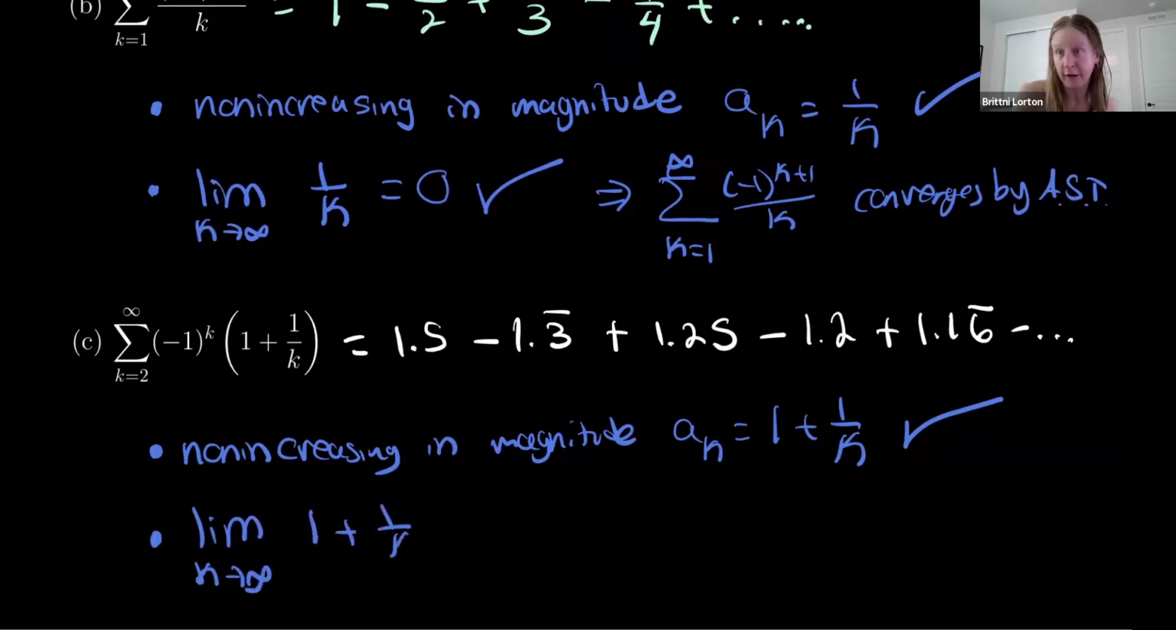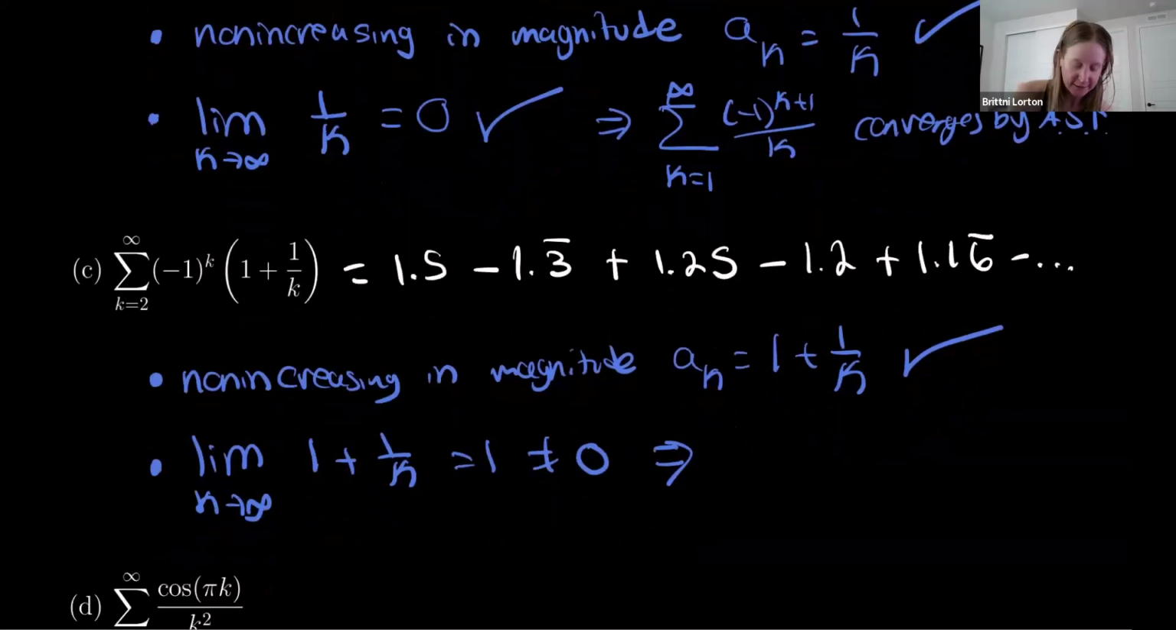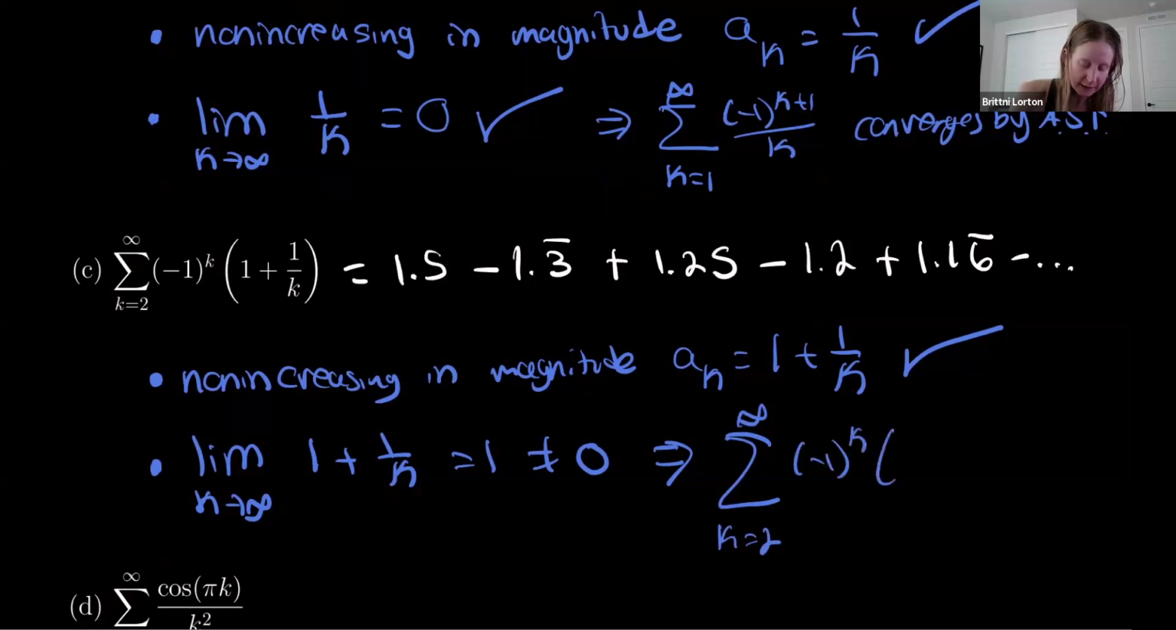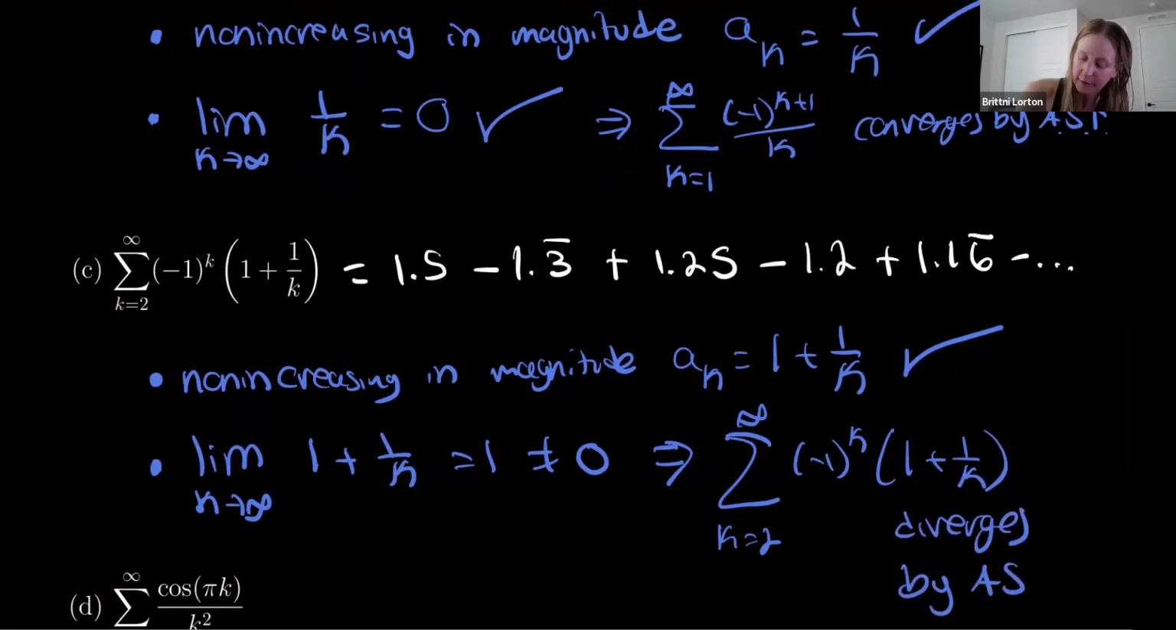The second bullet point is we needed to make sure not only are they getting smaller, but are they getting small enough? Take the limit as k goes to infinity. In this case, I got 1 plus 1 over a large number. The 1 over a large number goes to 0, but the 1 does not. So I ended up with 1, which is not 0. So it failed the alternating series test, which means that this sum from k equals 2 to infinity of negative 1 to the k times 1 plus 1 over k diverges by the alternating series test.